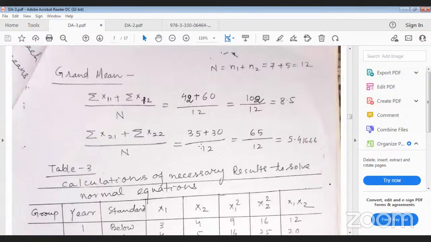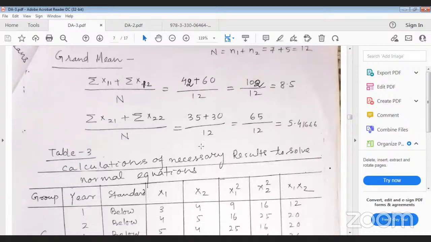Capital N is your N1 plus N2, where N1 is your group 1 total and N2 is your group 2 total. So in this way, I think all of you are getting the meaning of how to do step 3. Yes or no? Up to step 3, you are getting it?